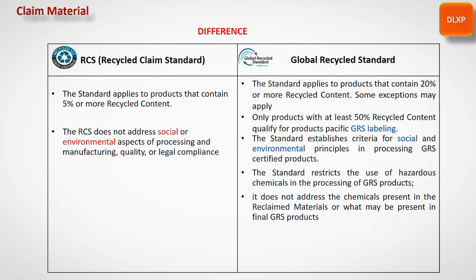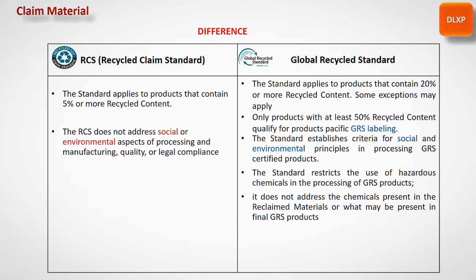RCS does not cover the social and environmental aspects, while in GRS, during the audit they cover all the social and environmental aspects of the factory. The standard restricts the use of hazardous chemicals in the processing of GRS products. Definitely, as per the requirements, all the ZDHC requirements and all the international standards are applied on GRS products, which are specific to chemicals. It does not address the chemicals present in the reclaimed material or what may be present in the final GRS product.